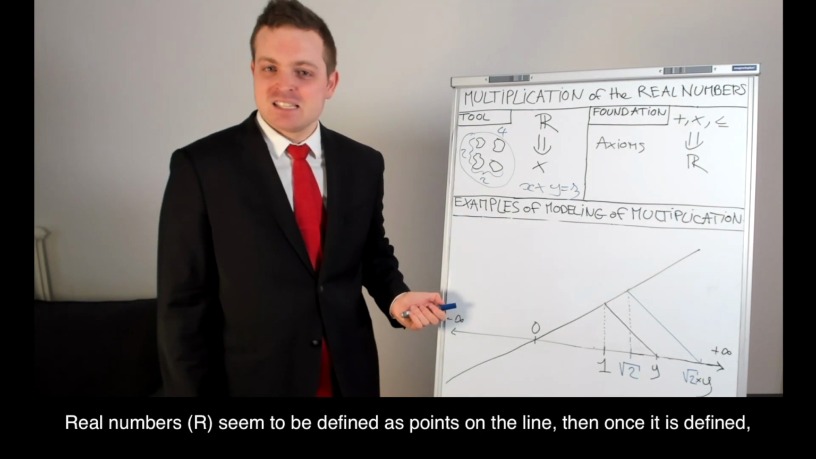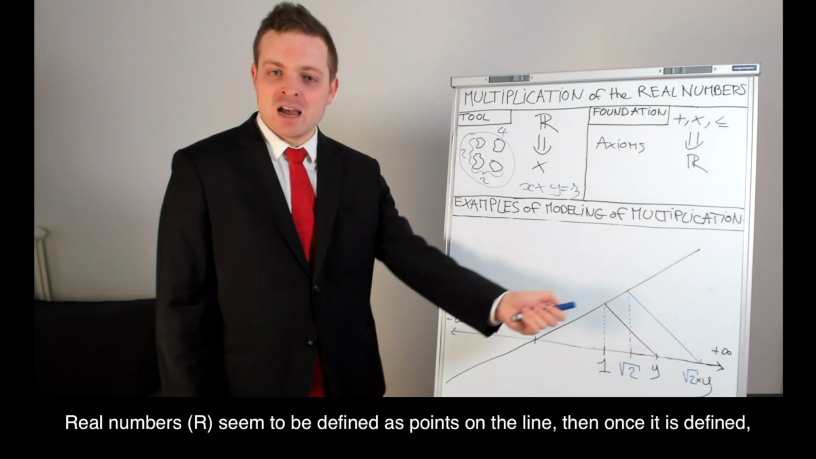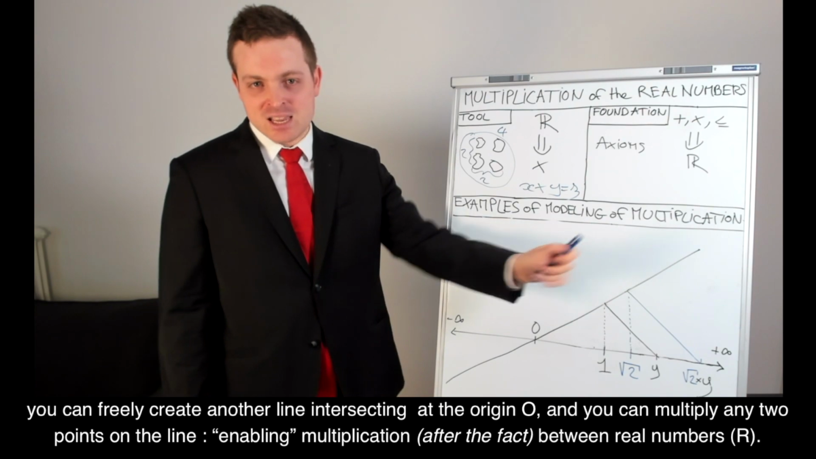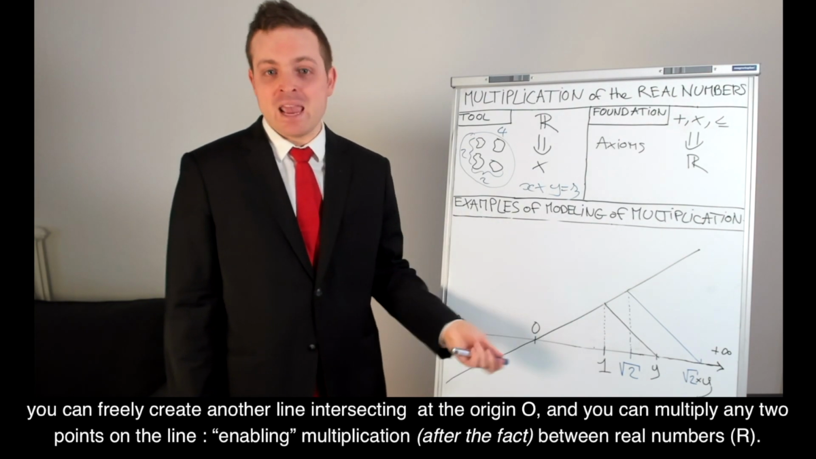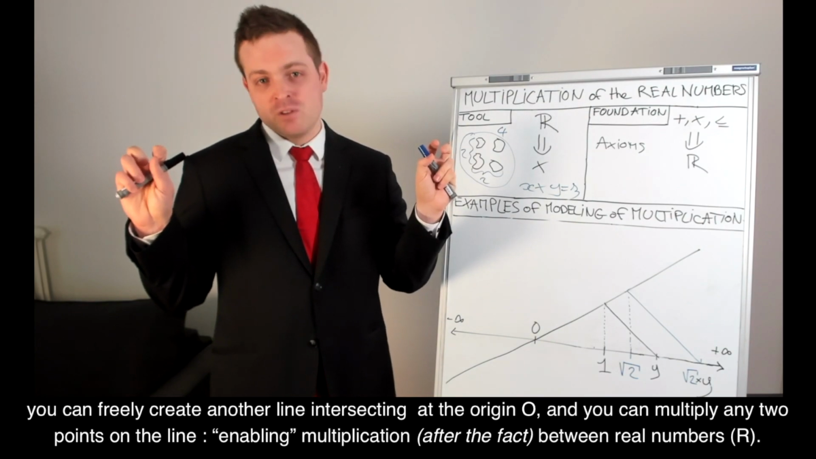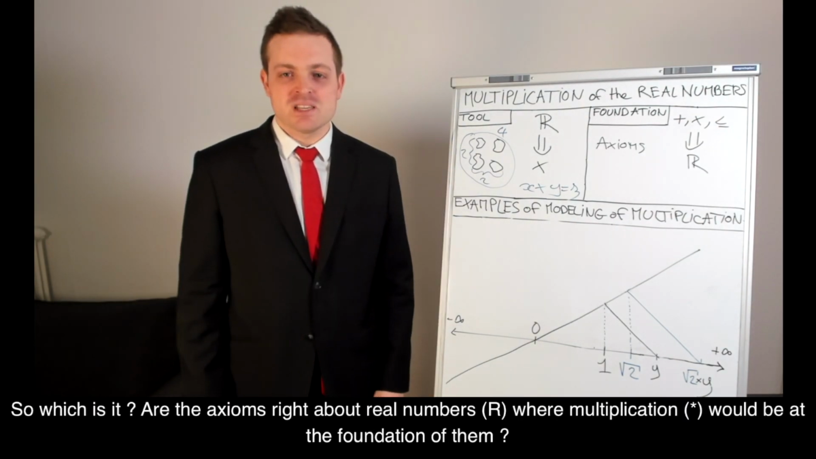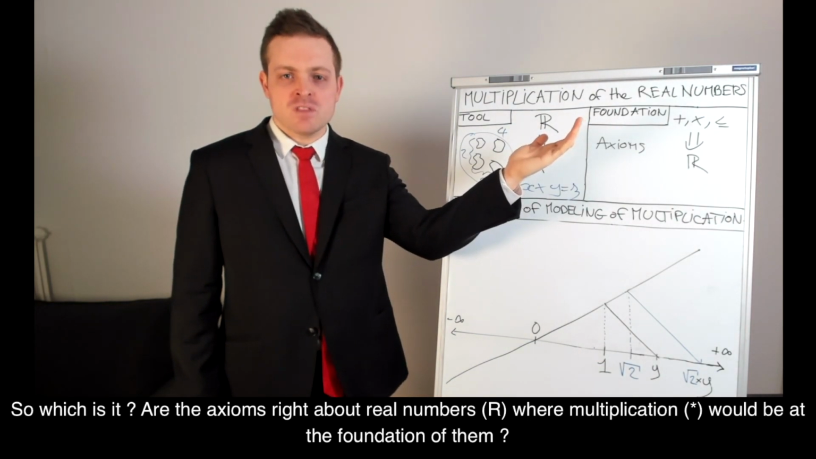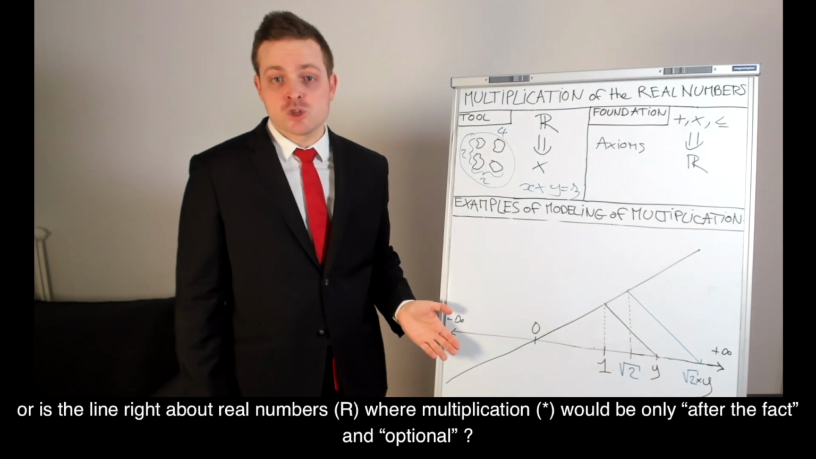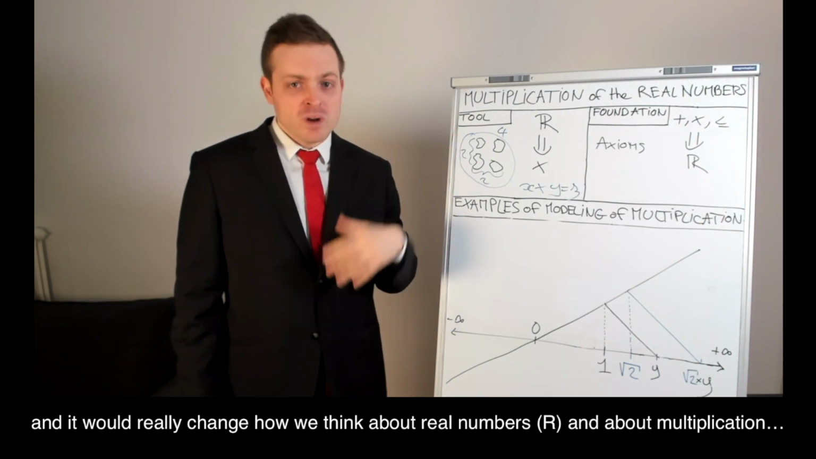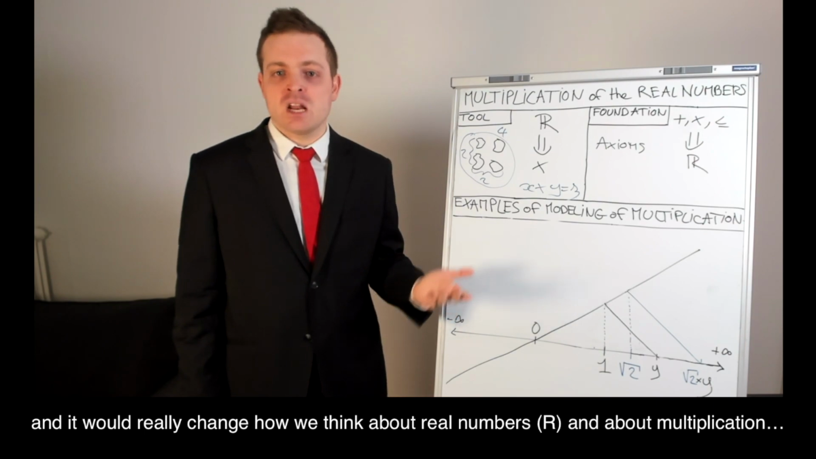Real numbers seem to be defined as points on the line, and once defined, you can freely create another line intersecting at the origin, and you can multiply any 2 points on the line, enabling multiplication between real numbers. So which is it? Are the axioms right about real numbers, where multiplication is at the foundation of them, or is the line right about real numbers, where multiplication comes only after the fact and is optional? It would really change how we think of real numbers and about multiplication.